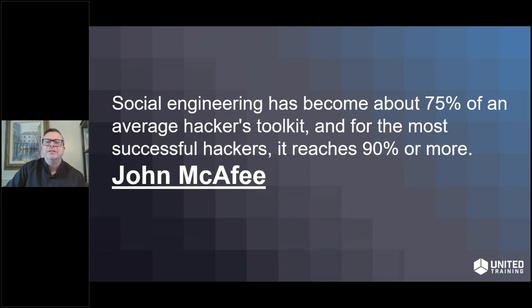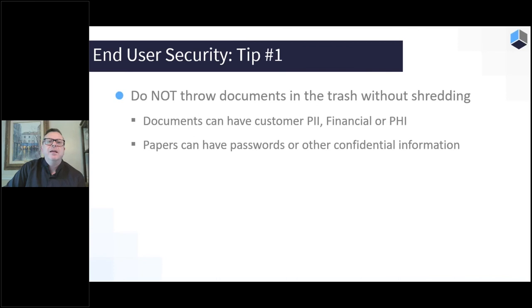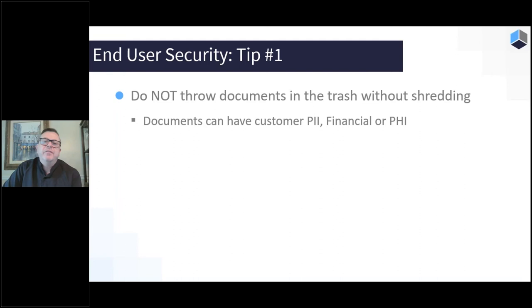Okay, when we talk about PII, personally identifiable information, that can be a person's name, social security number, it could be their driver's license information, anything that can uniquely identify a person is personally identifiable information. Anything that can uniquely identify someone. That is PII.